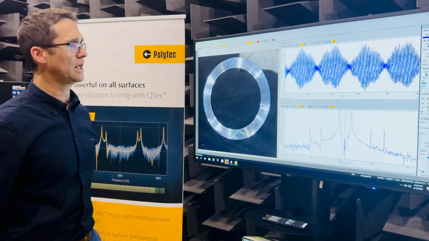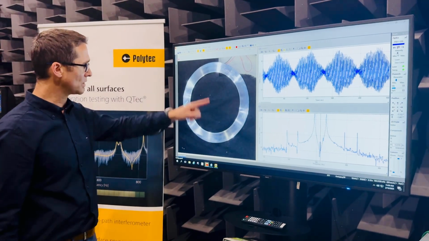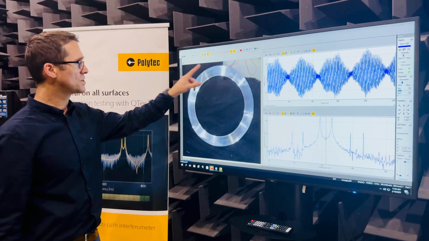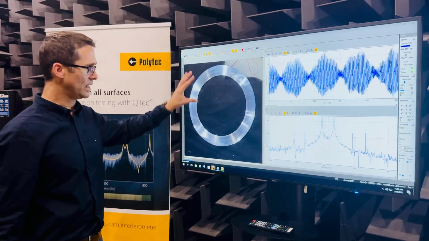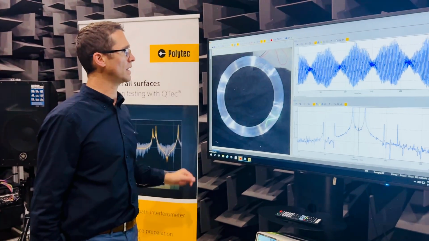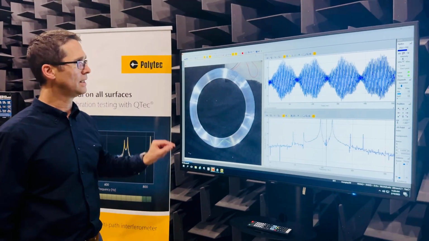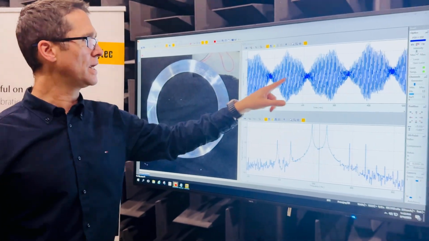I'll show you how we do that on the screen over here from the continuous scanning laser vibrometry standpoint. Here you can see a video image being captured of our continuous scanning measurement in very nice resolution. That's coming from a camera that's integrated within the scanning laser Doppler vibrometer. In terms of the time domain data, this is shown in this top plot here.